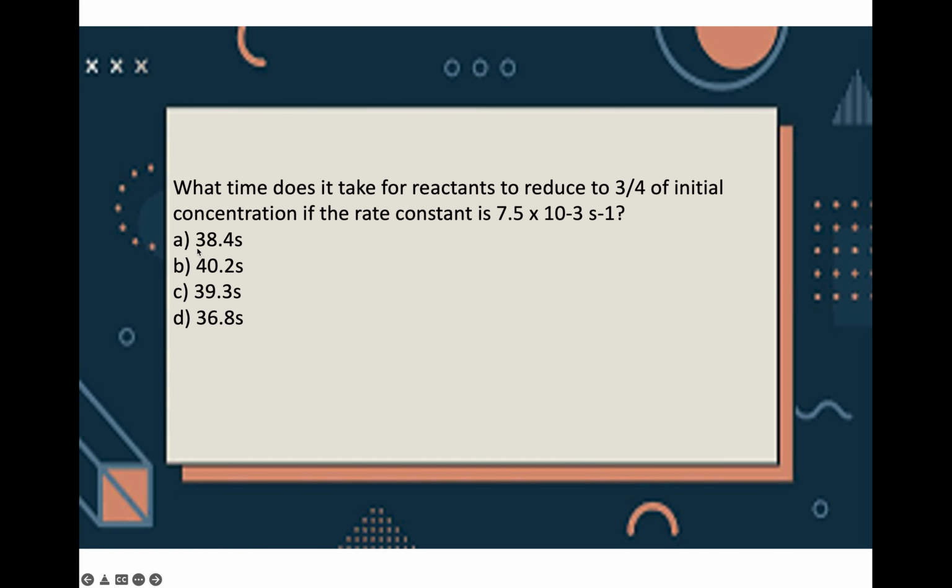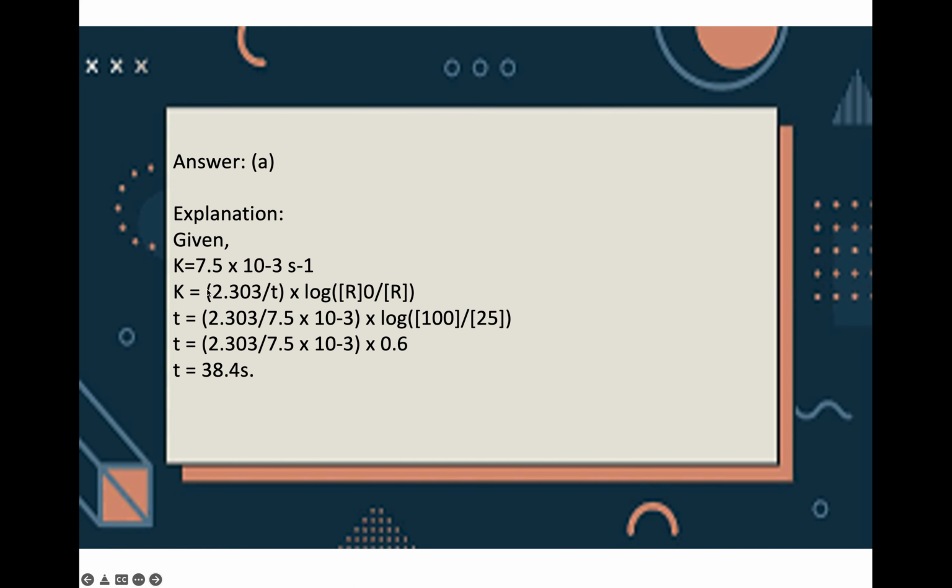Now how do you do this? The answer is 38.4 seconds. So K is given as 7.5 into 10 to the power of minus 3. Then this equation you have to remember: K is equal to 2.303 by t into log of concentration R0 by R. So you know all the values: 2.303 by 7.5 into 10 to the power of minus 3. We are taking the equation in the form of t.